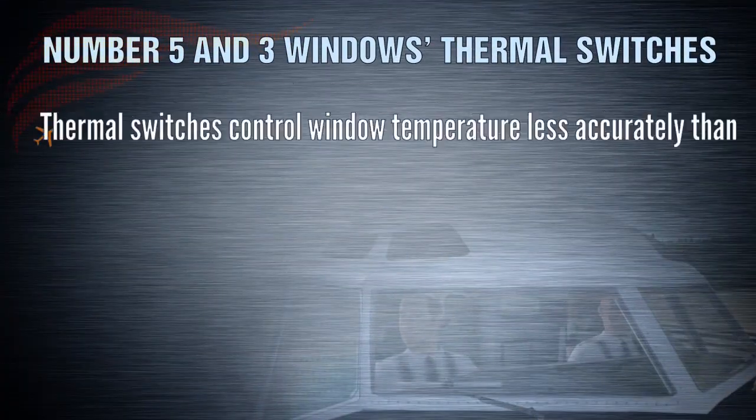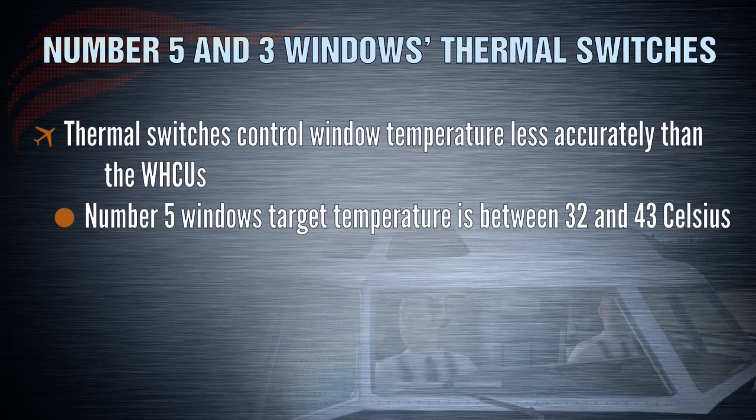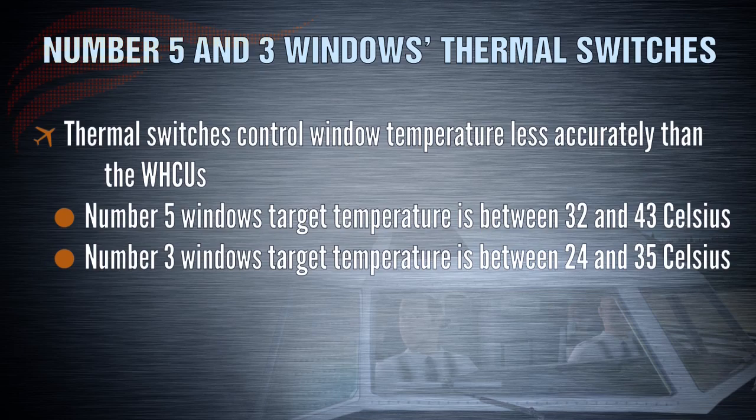The thermal switches control window temperature to a lesser accuracy than the window heat control units. Target temperature is between 32 Celsius and 43 Celsius for the number 5 windows, and between 24 Celsius and 35 Celsius for the number 3 windows.